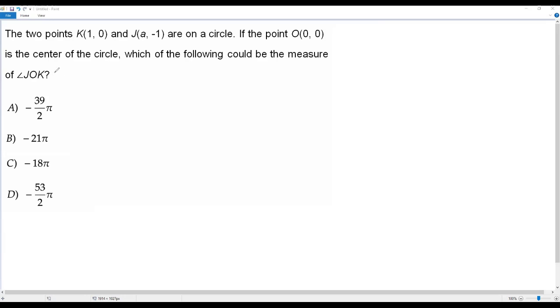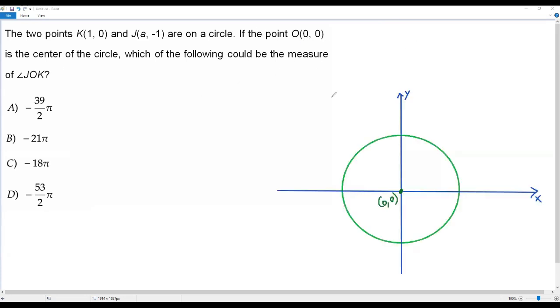Okay, first let me draw an xy plane and a circle with the center (0, 0). Here we have a circle with center (0, 0), that is the origin. Now we have to mark these 2 points K of (1, 0) and J of (a, -1) on the circle. So we know that this point is on the x-axis because the y-coordinate is 0, on the positive side of the x-axis because the x-coordinate of the point K is just positive 1. So let me mark 1 over here. So then this is (1, 0), that is the point K.